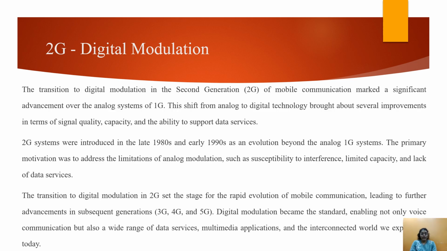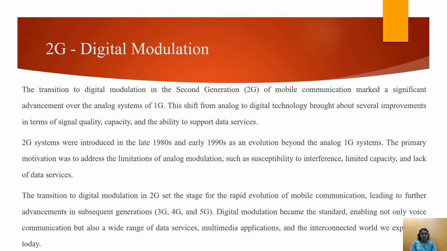Now let us briefly know about the second generation digital modulation. The transition to digital modulation in the second generation of mobile communication marked a significant advancement over the analog systems of the first generation. This shift from analog to digital technology brought about several improvements in terms of signal quality, capacity, and the ability to support data services.